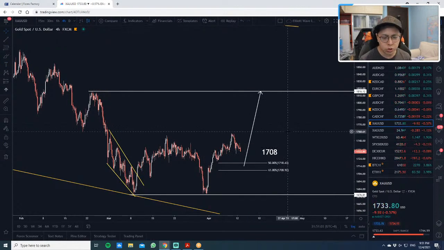So again, you don't just want to buy it when it goes to 1708. You probably need some kind of confirmation, maybe a rejection. If you look at indicators, maybe RSI divergence, hidden divergence, things like that. Okay, many ways to look for confirmation and execution.